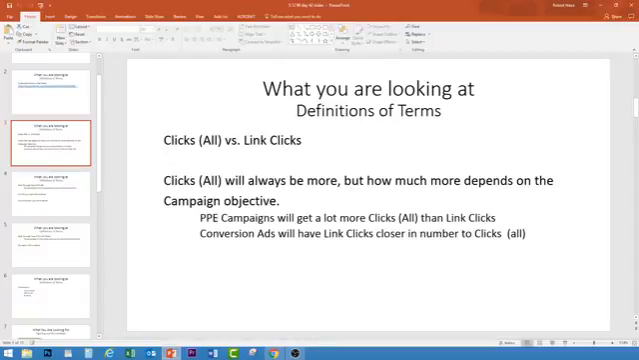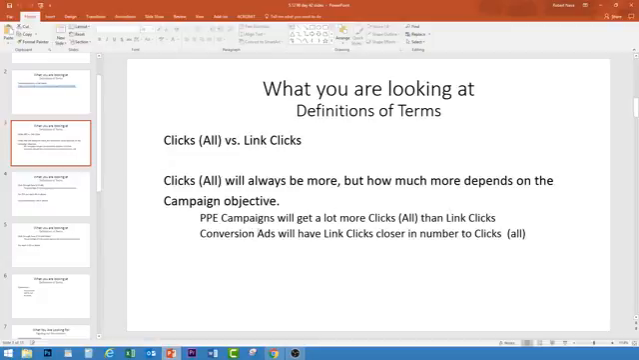A page post engagement campaign will get a lot more clicks all than it will link clicks, because your objective for your campaign is saying, Facebook, I just want engagement, right? I just want people that are click happy, right? So it's just going for all types of clicks, versus a conversion ad. Facebook's not going to optimize for people that give you thumbs ups. For a conversion ad, they're going to optimize for people who are going to click the link. So with page post engagement campaigns, you're going to get a lot more clicks all than you will link clicks.